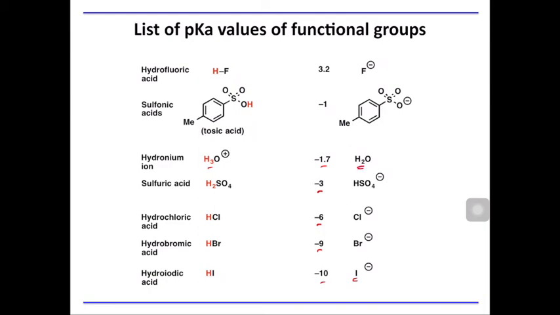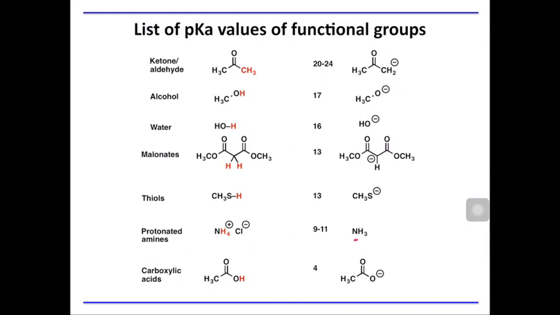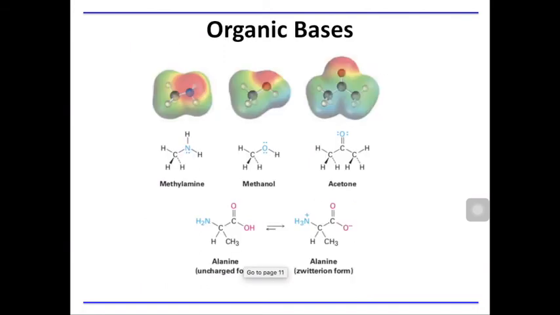Water as a base is a weaker base compared to fluoride. So fluoride is a relatively stronger base than water. Also, ammonia is a stronger base than acetate, but a weaker base than hydroxide. Also, hydroxide is a weaker base than alkoxide, or in this context, methoxide. So all these factors can be investigated by looking at the pKa values of functional groups. So here are the organic bases. Examples are methylamine, methanol, acetone, alanine, etc.